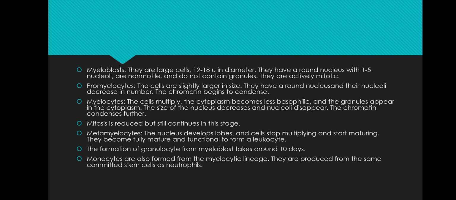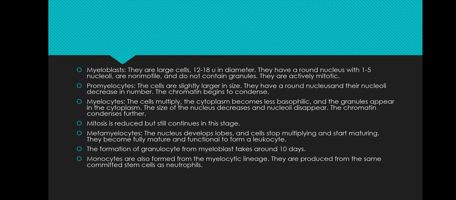Next we will see about the myeloblasts. Myeloblasts are large cells, 12 to 18 mu in diameter, and they have a round nucleus with 1 to 5 nucleoli. They are non-motile and do not contain granules.